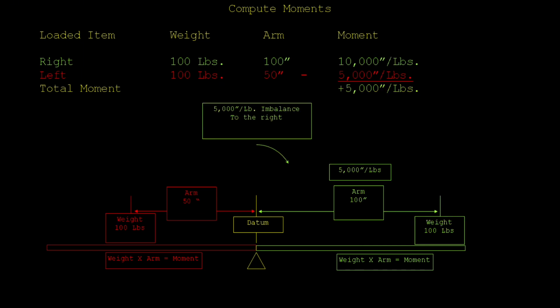In this example, we moved 100 pounds from 50 inches right of center to 100 inches right of center. This gives us a right moment of 10,000 inch-pounds. The left weight of 100 pounds remains at 50 inches and its 5,000 inch-pound moment remained the same. Subtracting the left from the right gives us a plus 5,000 inch-pound total moment, which imbalances the scale to the right.